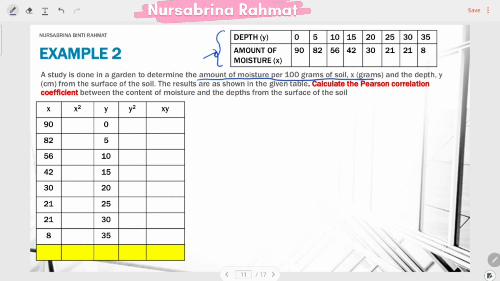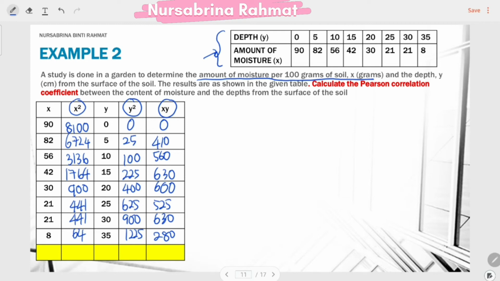Normally, it's advisable for you to have another table where you put X square, Y square and XY, so that it will be easier for you to find the sum of all of this. So let's find out. The square of 90 is equal to 8100. So press your calculator and try to fill up this table. Take your time. Please feel free to pause the video while you are filling up the table.